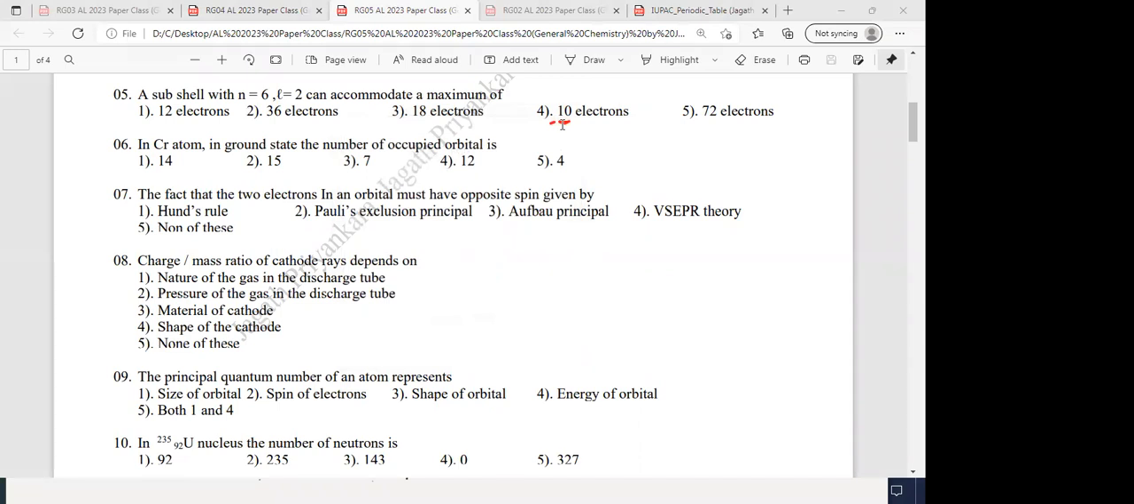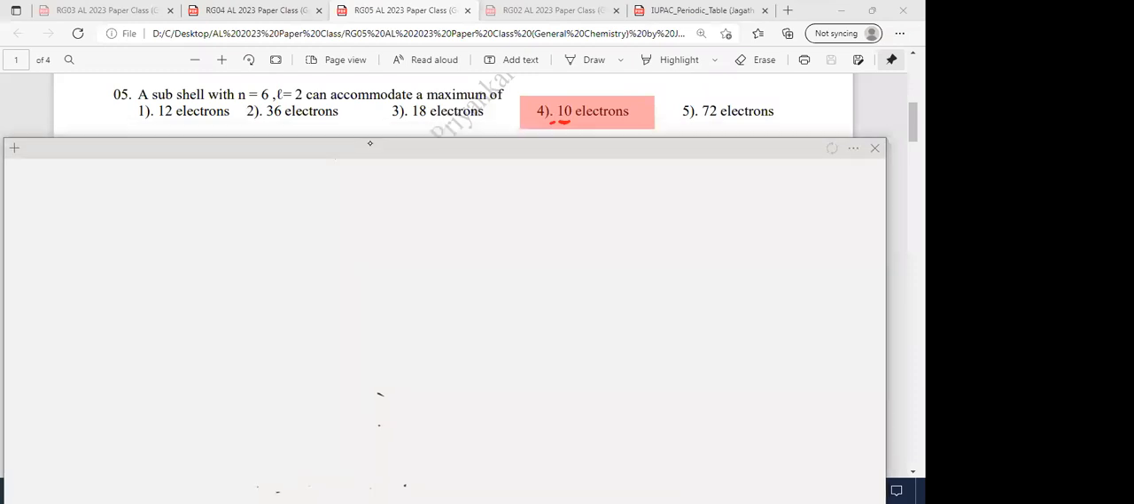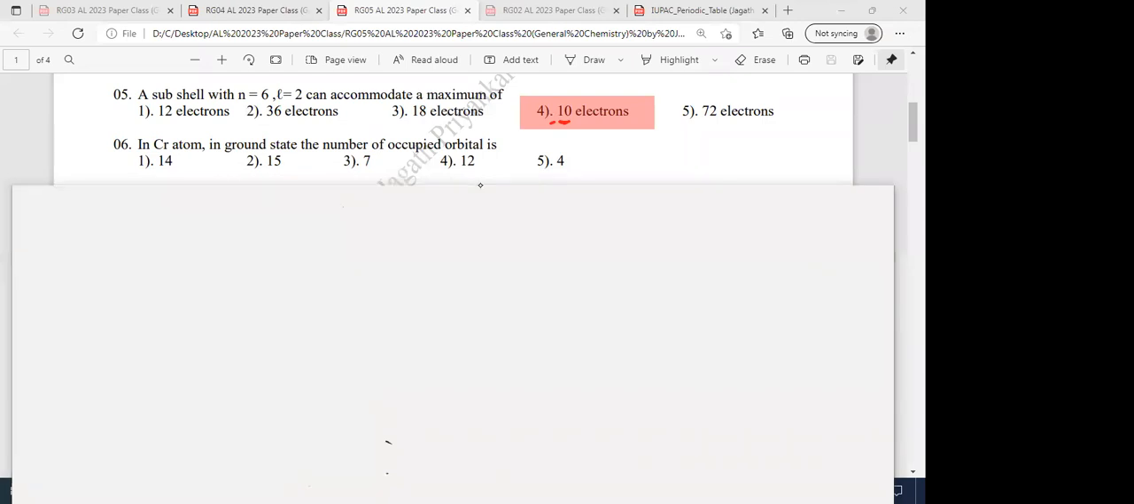Okay, so we are discussing question number 5. Yeah, the answer is 10, for 6d. So the answer will be 10 electrons, right? Did you all get this correct? Then question number 6. Can you quickly post the answer to the chat? Sixth one, what is the answer?